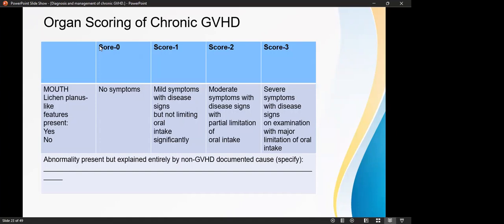And in the mouth, we will see that if there is no symptom, it will be score 0, while mild symptoms with disease signs but not limiting oral intake will be considered score 1. While severe symptoms with disease signs and on examination with major limitation of oral intake will be characterized as score 3.